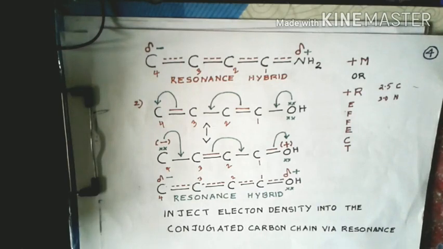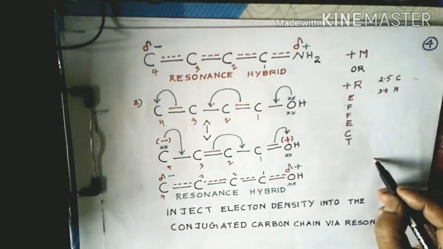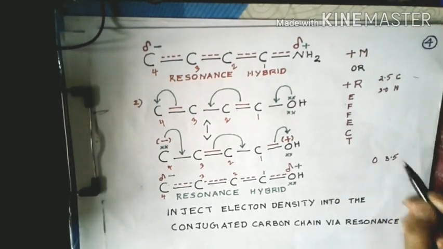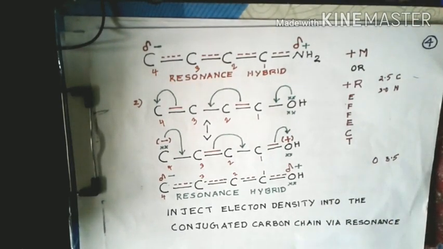Now here also oxygen is more electronegative than carbon. The electronegativity of oxygen is 3.5. In spite of this high electronegativity, electron density flows into the ring, and this is because of attainment of stability due to resonance.